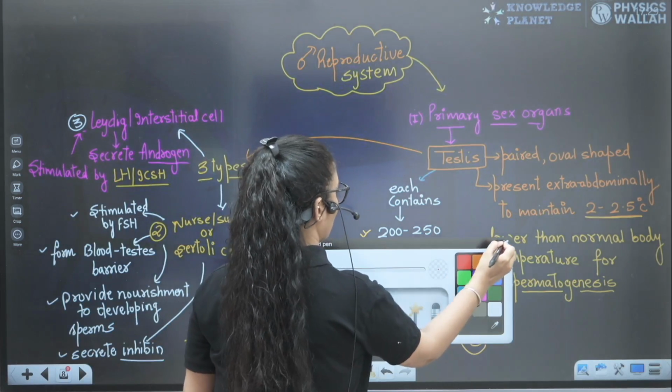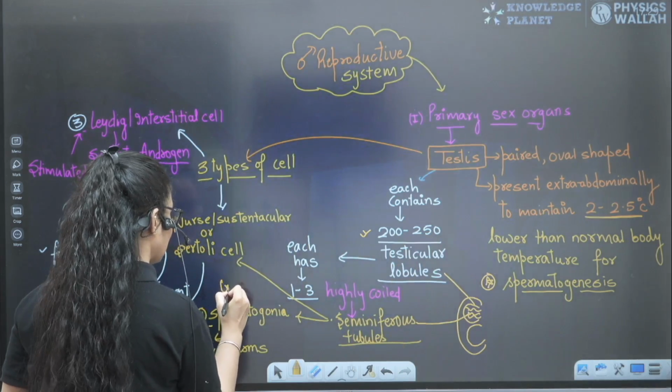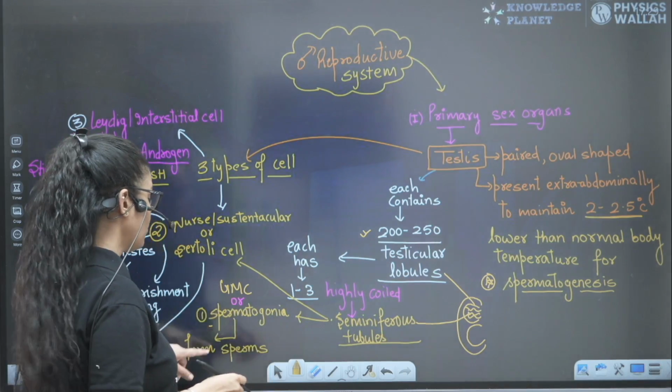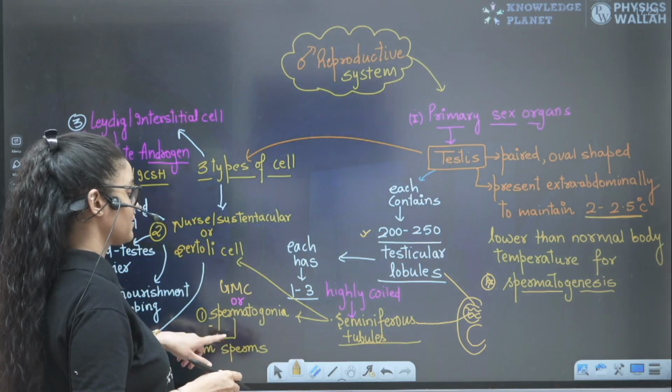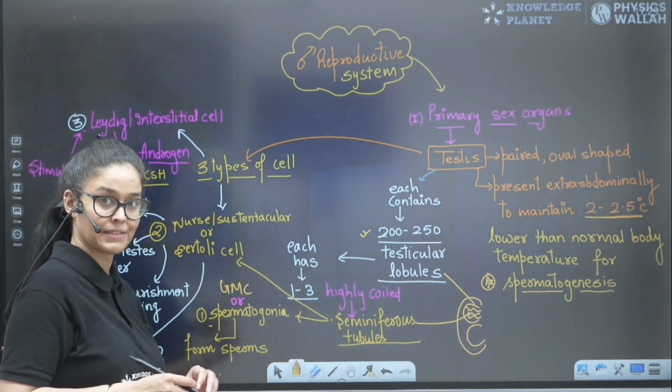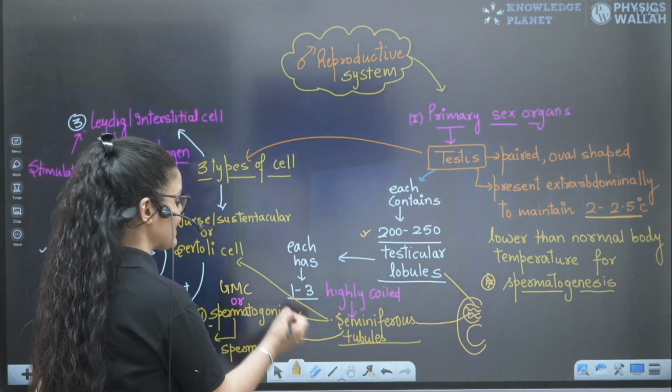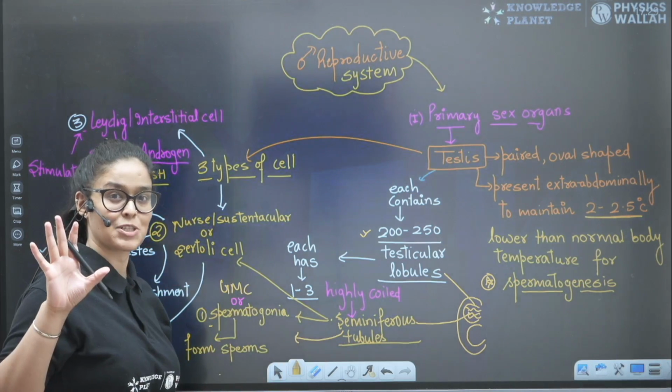So why do we call it gamete mother cell? Because it is going to produce sperms later, right? So we will see how in this spermatogenesis process. Spermatogenesis happens in the testes, in the seminiferous tubule. One thing is clear to us.